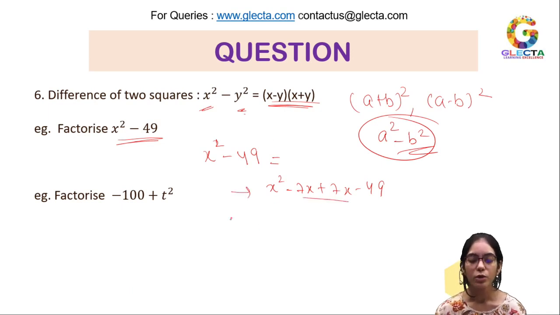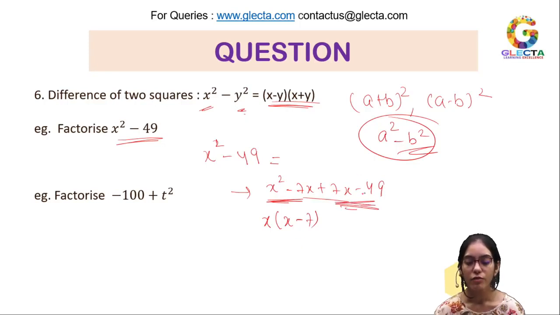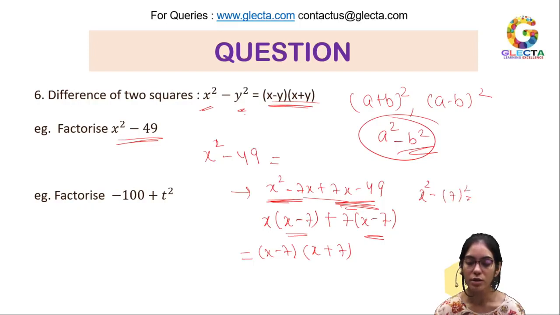So again, we'll do the middle term factorization. For the first two terms, we can extract x out, and we will be left with x minus 7. For the last two terms, we have 7 common in both, so we'll extract 7 out, and this will be left with x minus 7. Again, we have the bracket x minus 7 common to both, so taking it out, we'll be left with x plus 7. So now you know that x square minus 49 is equivalent to x minus 7 into x plus 7. That is, x square minus 7 square is equal to x minus 7 into x plus 7.